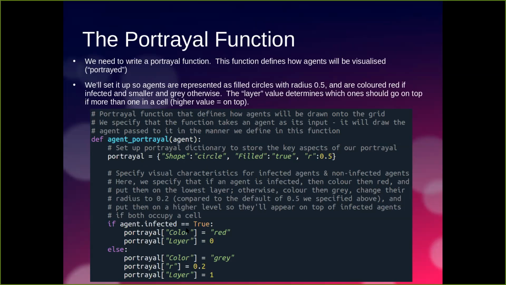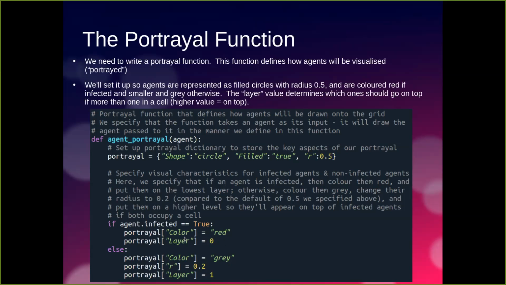But I do want to change the color. So my portrayal color, note the spelling, it has to be in the American spelling. I'm going to set that to red if they're infected. And I'm going to set the layer to 0, so they'll be at the lowest level. If they're not infected, then I'm going to set the color to gray. I'm going to set the R value to 0.2.